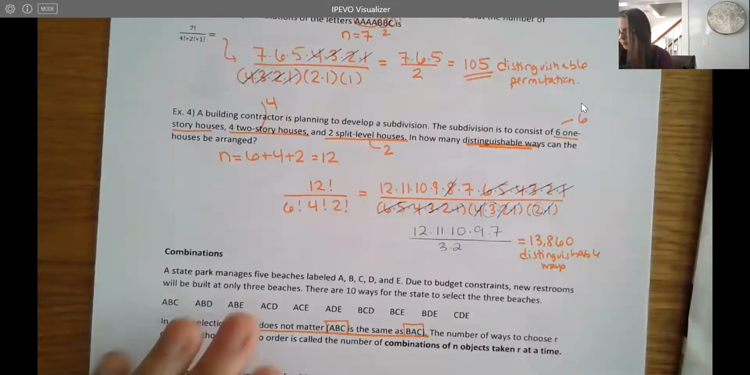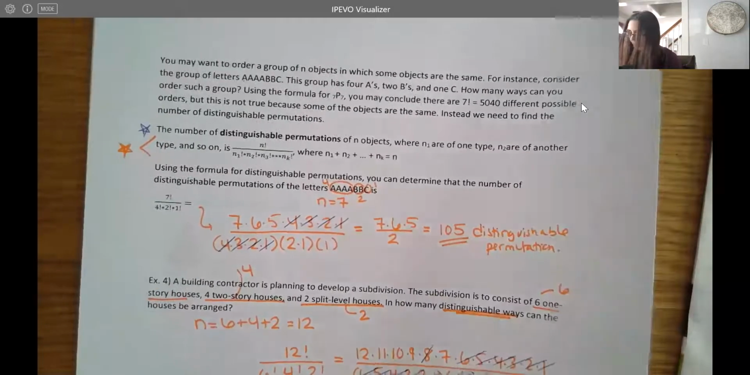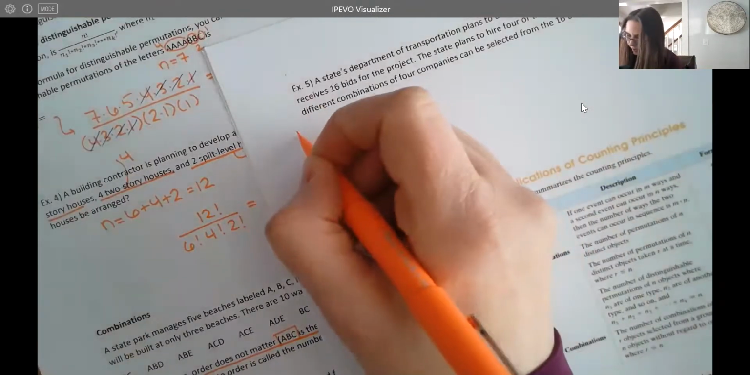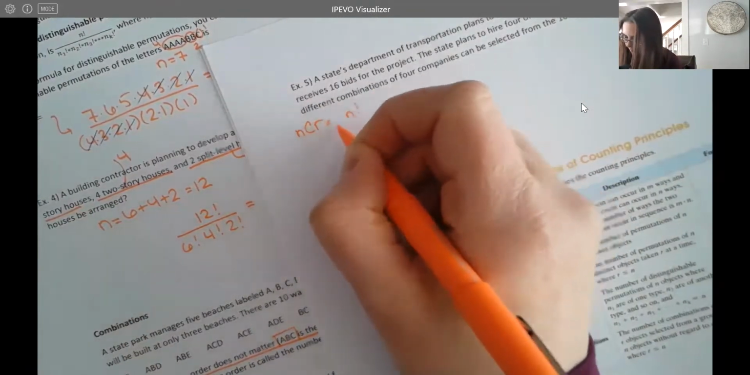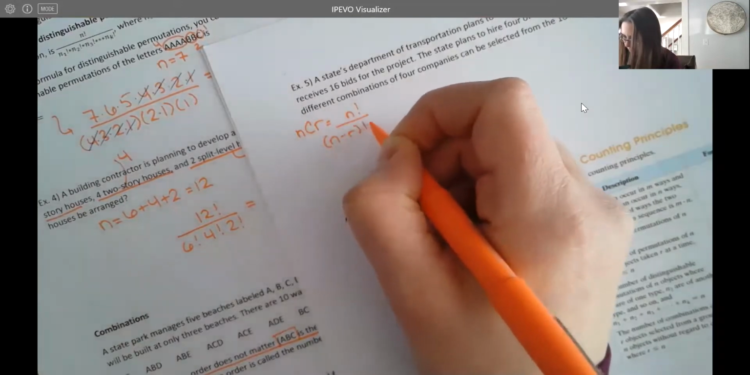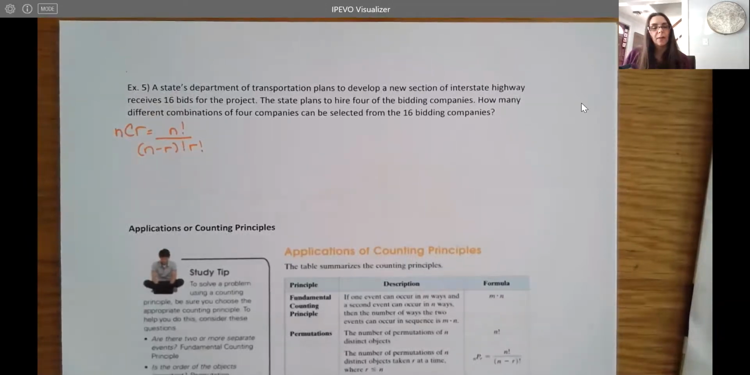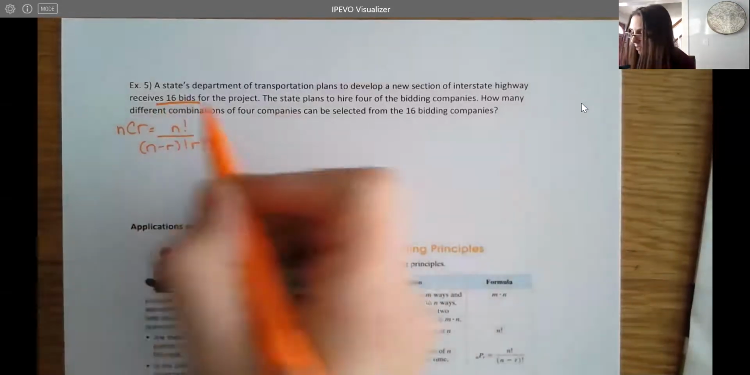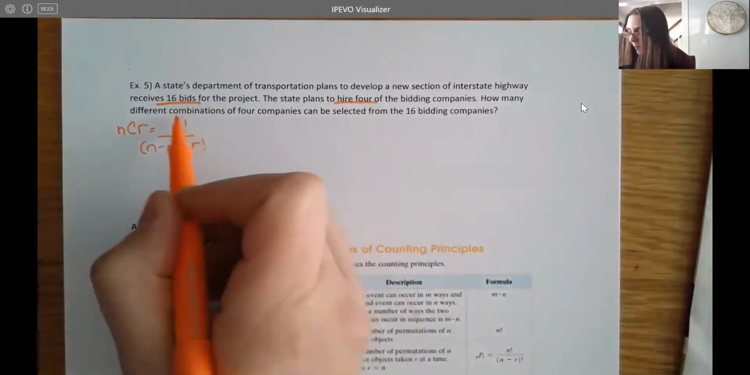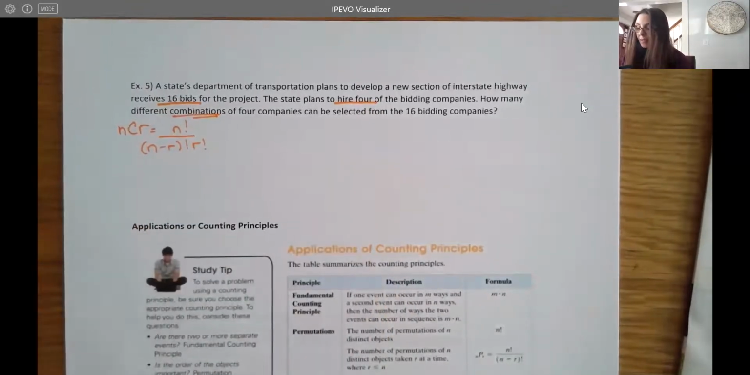So let's look at an example. Let's go to the next page. And actually, I'm just going to rewrite this real quick so we have it. All right. So a state's Department of Transportation plans to develop a new section of interstate highway. They received 16 bids for the project, and the state plans to hire 4 of the bidding companies. So they received 16 bids, and we're going to hire 4. How many different combinations of the 4 companies can be selected?